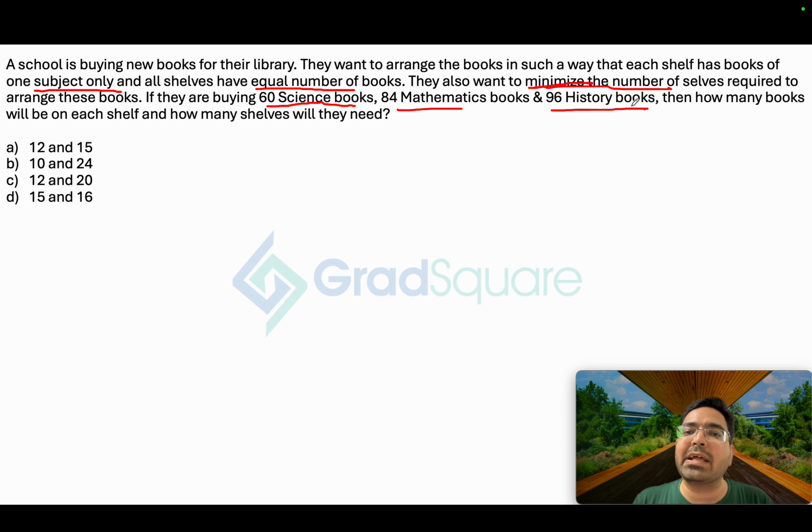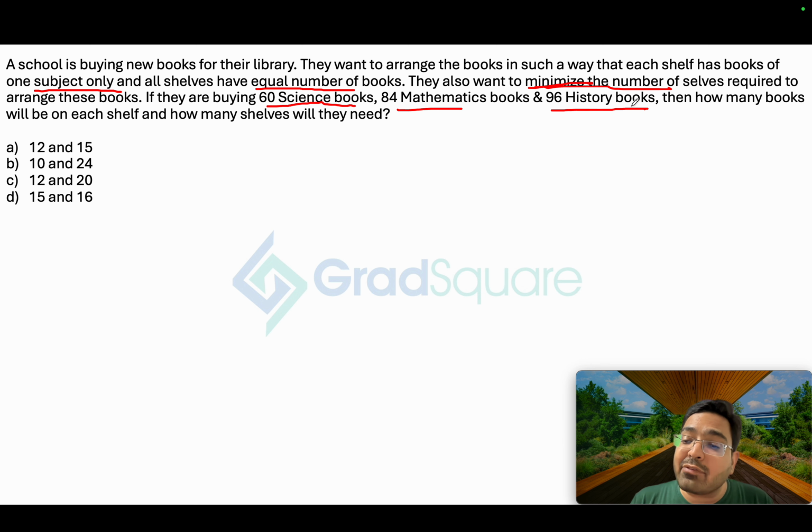Then let me experiment with two books. Then I'll get 30 shelves of science books, 84 divided by 2, which is 42 shelves of mathematics books, and 48 shelves of history books will be required in that case if I put two books of each subject on each shelf, right? But again, that is not minimizing. So what was that 2? This is nothing but the factors of 60, 84 and 96, right?